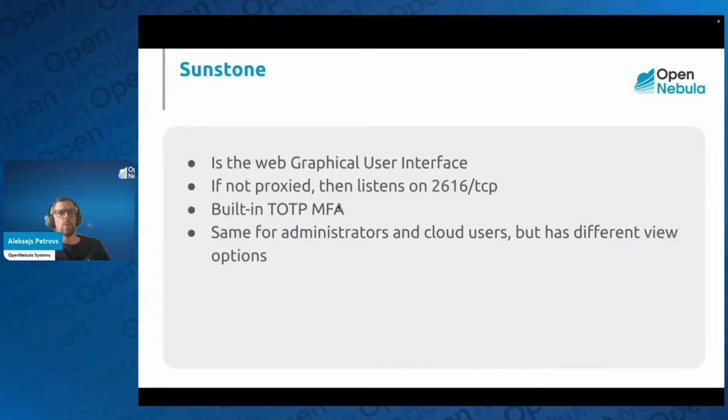So first things first, what is Sunstone? Sunstone is the graphical user interface, and it listens on 2616 TCP. Now, we do have multiple Sunstones at the moment. We have the older one for backward compatibility, and then the new one. So if you install from miniONE, then you are typically running both. The one that we are going to talk about today is 2616. That is the latest and greatest.